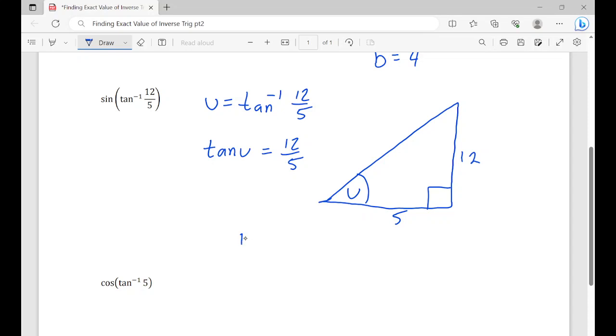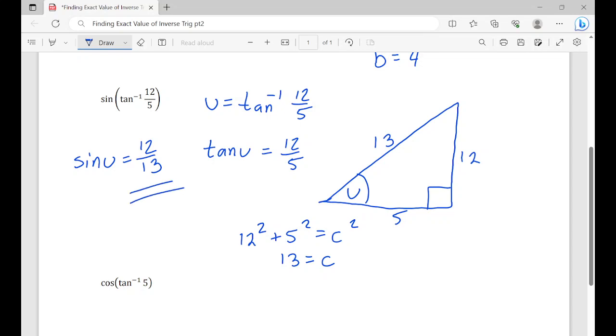Then I can find the hypotenuse by just doing the Pythagorean theorem. So 12 squared plus 5 squared equals c squared. And when I work this out, I'm going to end up getting 13 equals c. Now that I have my triangle written out, I can now solve for sine, because I know that arctangent of 12/5 is just u. So I can just do sine u equals, and what is sine here? Sine is just opposite over hypotenuse. 12 over 13. And I'm done.